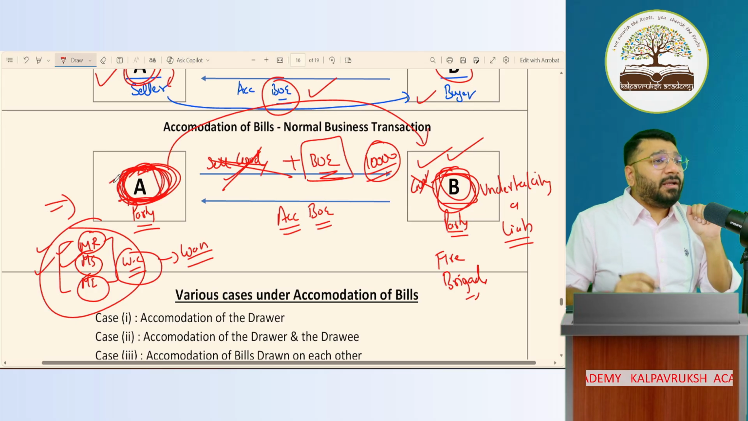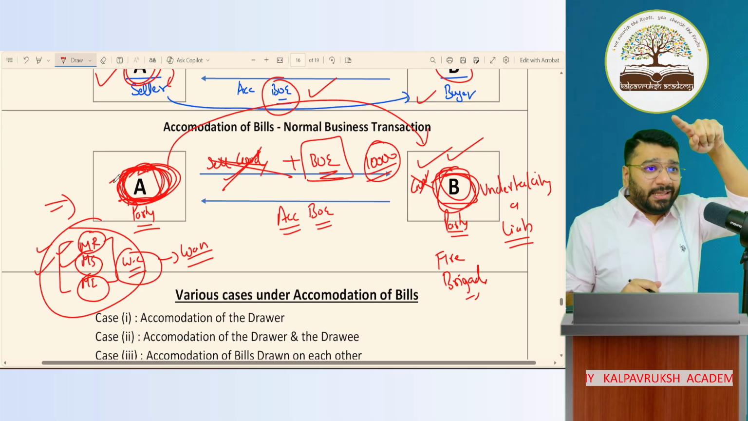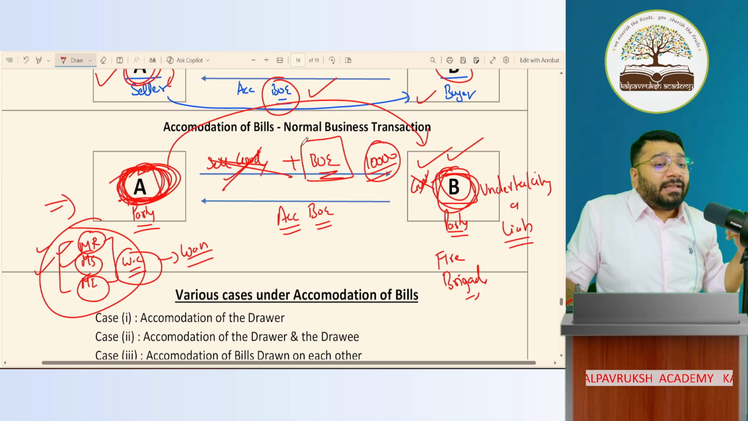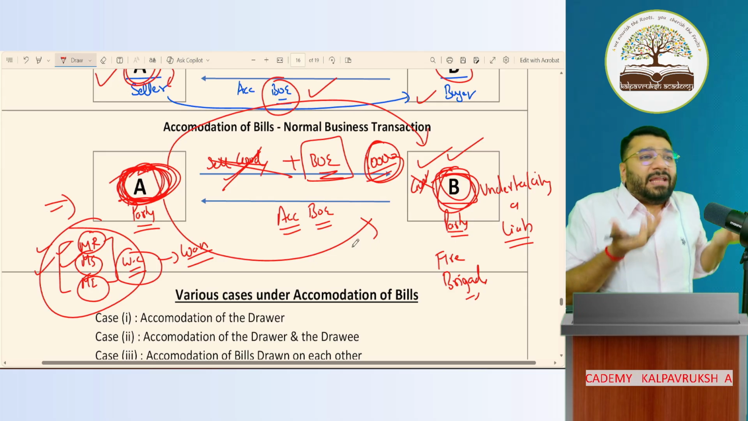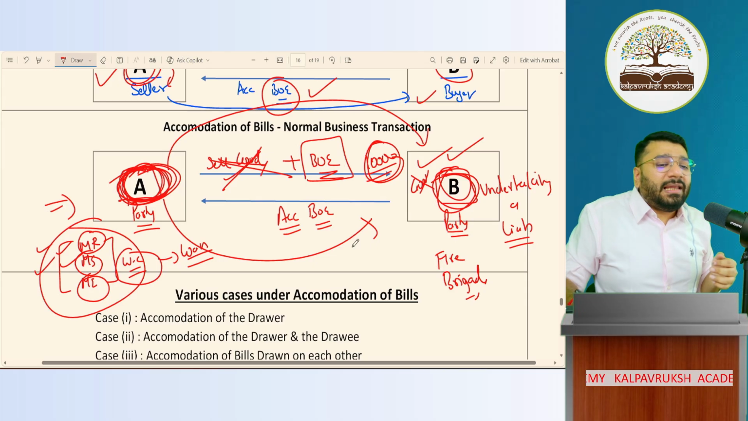Now A says, don't worry, on the date of maturity or before the date of maturity, the 10,000 rupees, I'll give it to you. You give it to the bank. Because after 30 days, after 60 days, I'll get money from my customer. So that money I'll give to B.